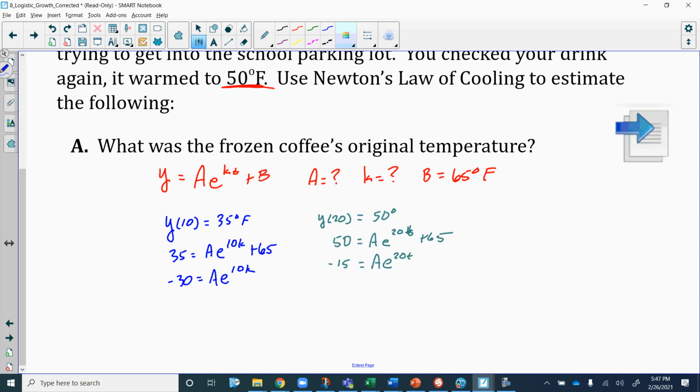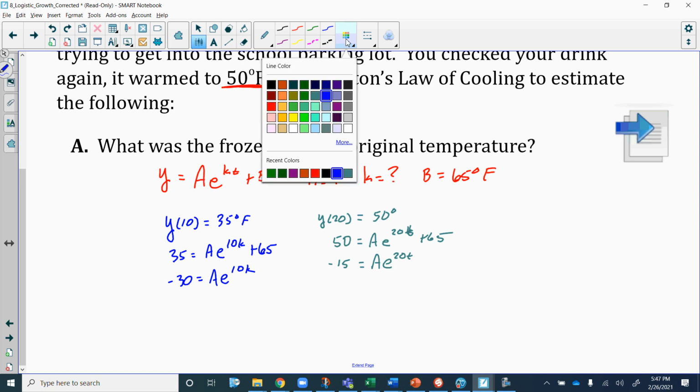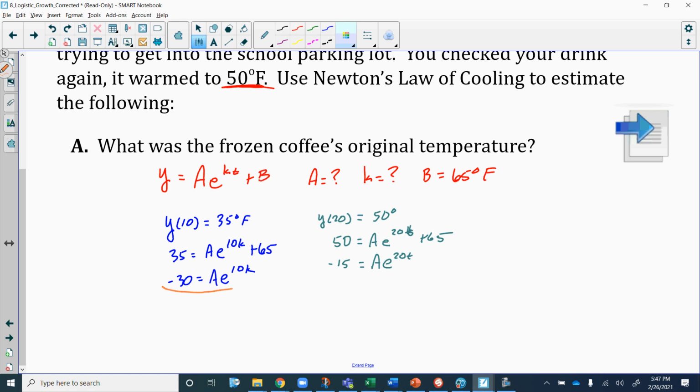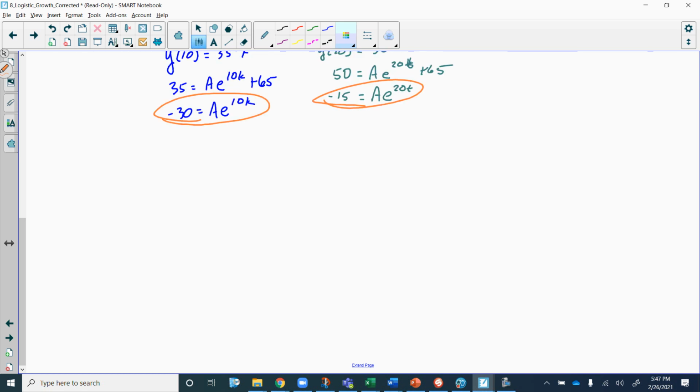So what I'm going to do with this, it looks like I can take this and this. I'm not going to treat it like a standard system of equations, but I can definitely compare them and use this information to figure out the value of k without really having to do any calculus.